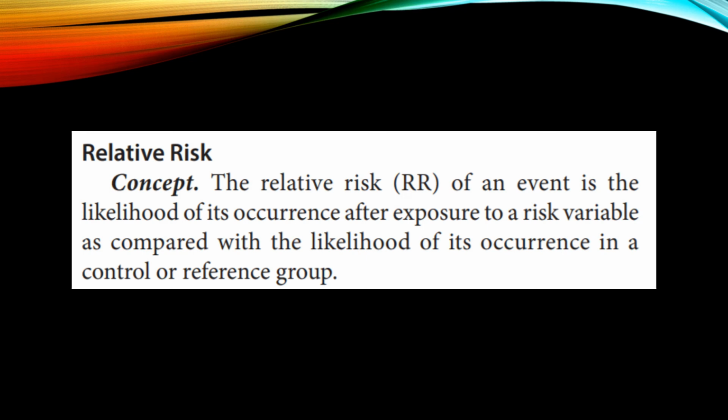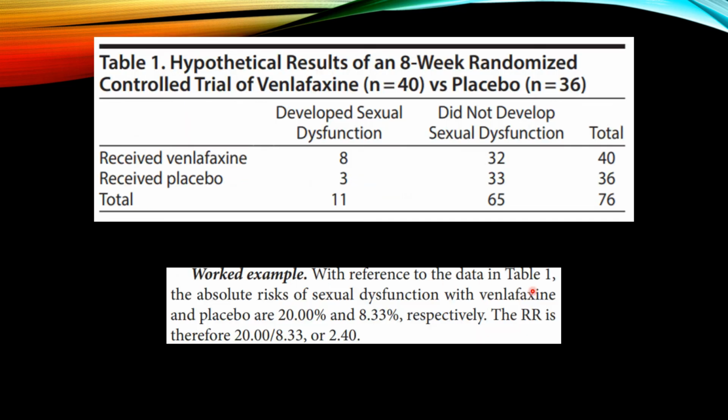Next, we're going to talk very quickly about relative risk, which I think you have learned already. The relative risk, or RR, of an event is the likelihood of its occurrence after exposure to a risk variable as compared with the likelihood of its occurrence in a control or reference group.